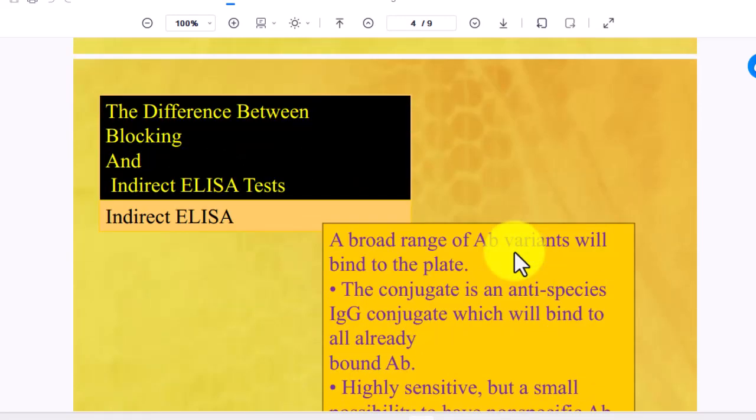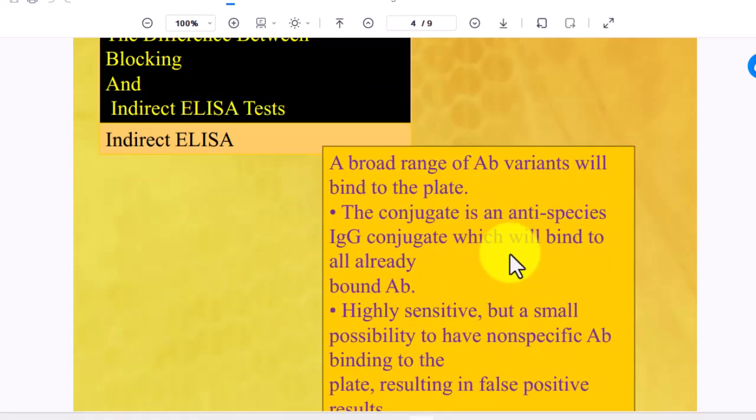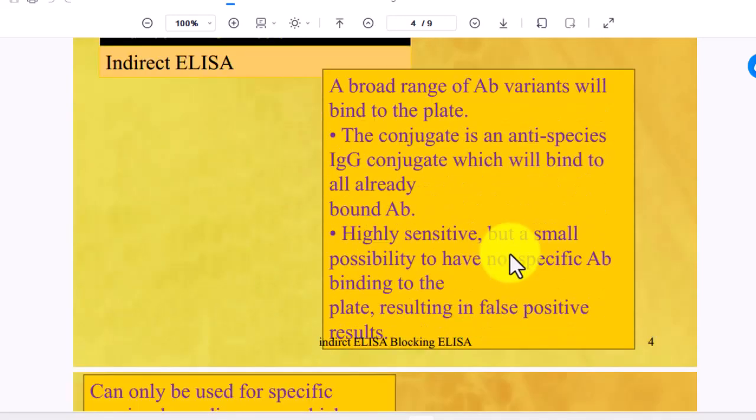We now discuss some ELISA types, or the difference between blocking ELISA and the indirect ELISA test. This is important in choosing the type of ELISA we use. A broad range of antibody variants will bind to the plate. We use a plate and a multi-channel pipette. We use some kits, we will discuss this. The plate is coated by antibodies. These antibodies vary in their ability to bind to the plate.